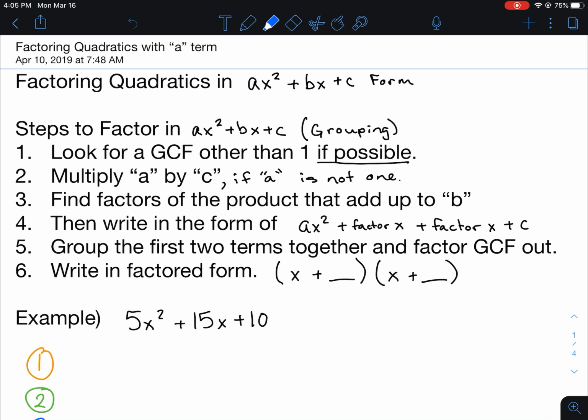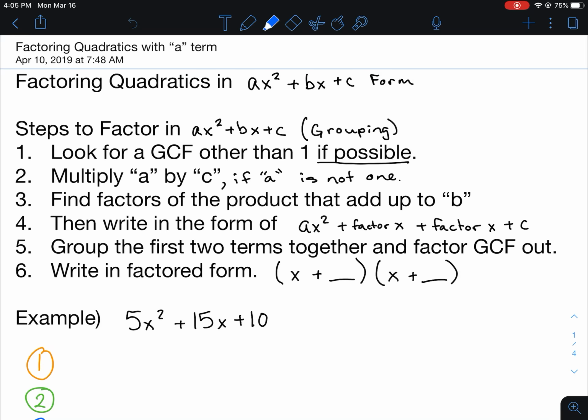Alright, so today we're going to be factoring quadratics in ax squared plus bx plus c form. And we're going to factor by grouping, not just like any other factoring. So today we're going to factor by grouping. Tomorrow we'll do a different method. Either way, you still get to the same answer. It just kind of depends on what you want to do.